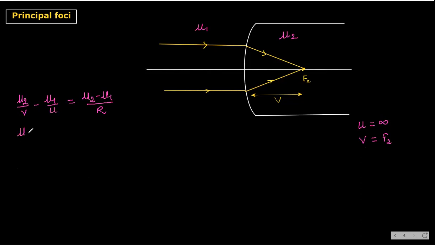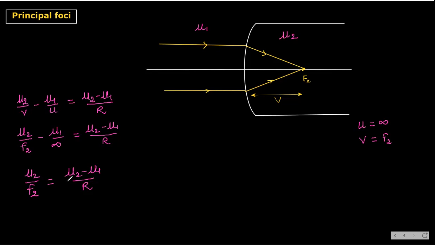So here we are getting mu2 by F2 is equal to, this 1 by infinity, so 1 by infinity means 0. Shall I do that step also? Do you want that step or no need? So see, minus this is mu1 by infinity. So this 1 by infinity is 0. So this is mu2 minus mu1 divided by R. So what you are getting, mu2 by F2 is equal to mu2 minus mu1 divided by R.